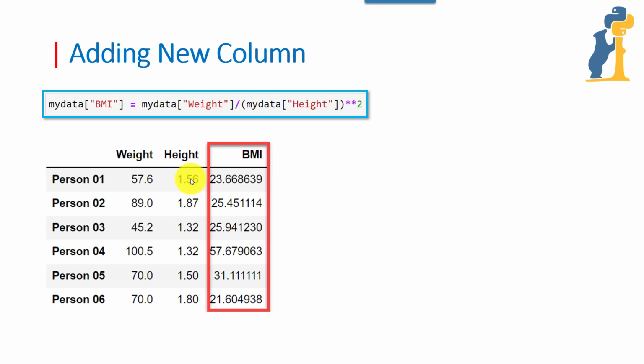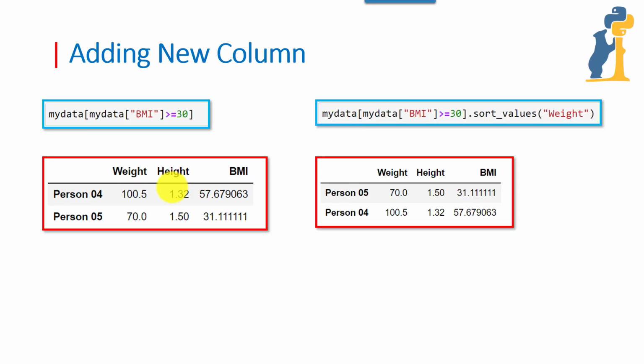After this, you can process your dataset as normal, like here. If you want to subset rows that have a BMI greater than 30, you will see here the observations with BMI greater than 30. If you want to sort rows according to this statement, okay, you will write this statement.